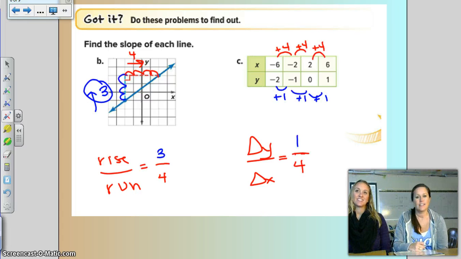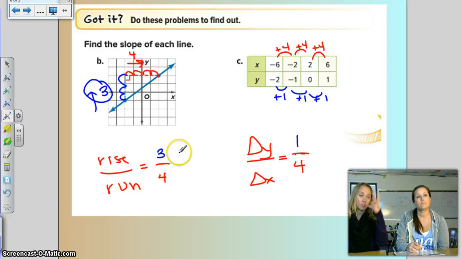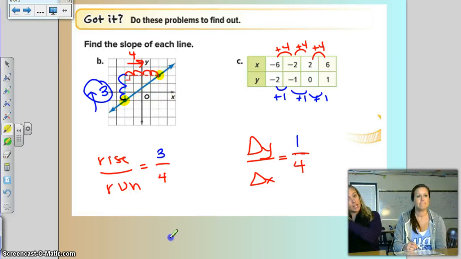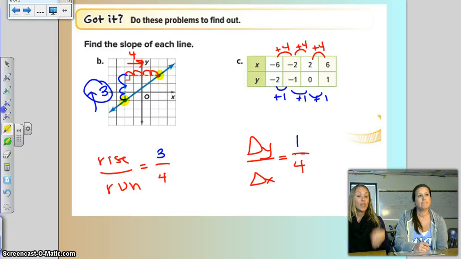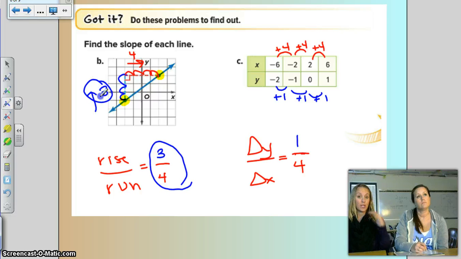Perfect. There they are. When we look at the graph, we see that we start at that left dot, the bottom dot, because we read left to right, which is exactly how you read a graph. So you start at the left point and you go up and over to the next point. We had to rise 3 spots, so you see those 3 humps. So we have 3, then we ran 4. So our slope is 3 over 4.